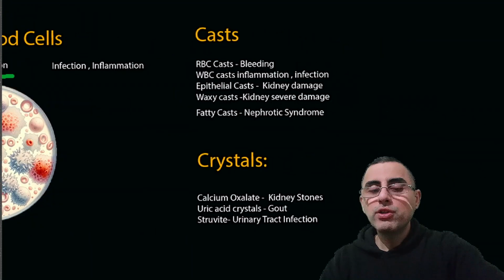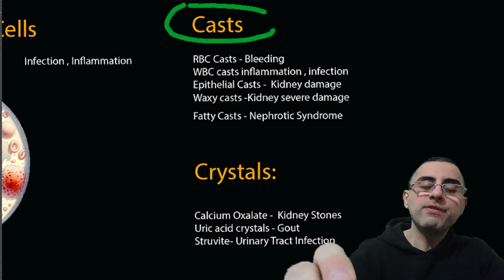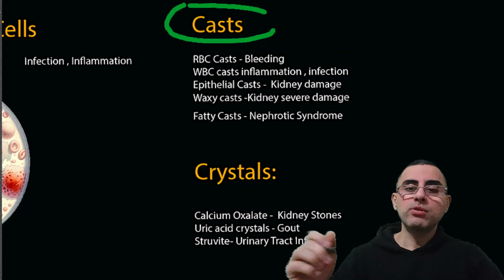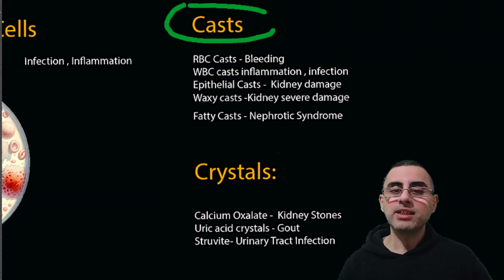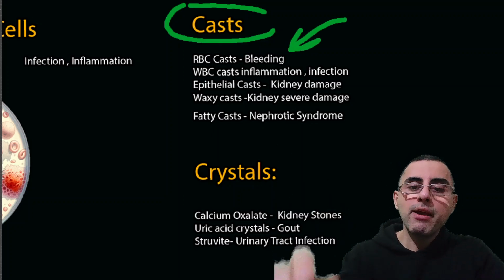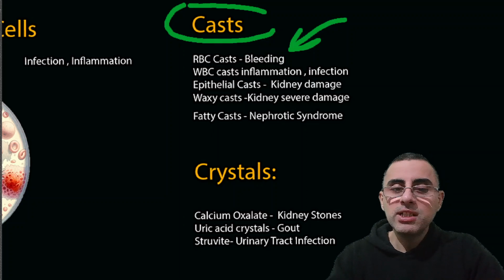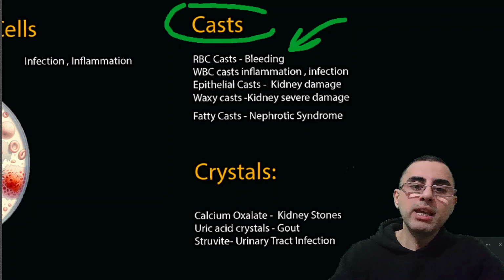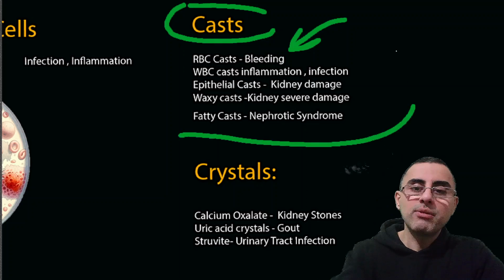And we also search for casts. Casts are parts of different types of cells which are produced in the kidney, and if there is a red blood cell cast, it means bleeding. If we have a white blood cell cast, it means inflammation or infection. If we have an epithelial cast, it means kidney damage. If we have a waxy cast, it means severe kidney damage. And if we have a fatty cast, it means nephrotic syndrome.